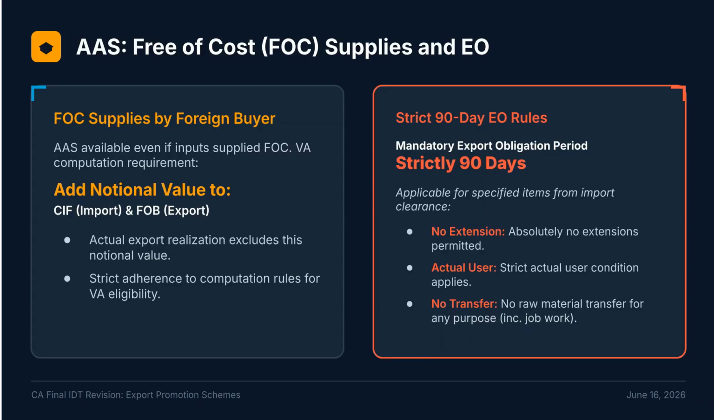Interestingly, advance authorization benefits are still available in such cases. However, while calculating value addition, the notional value of those free-of-cost inputs must be added to both the CIF value of imports and the FOB value of exports. Remember, this value is only for computation purposes. The actual export proceeds realized by the exporter will exclude this notional amount. The logic is simple. Even though no money was paid for those inputs, their economic value cannot be ignored while determining the true value added during the manufacturing process.